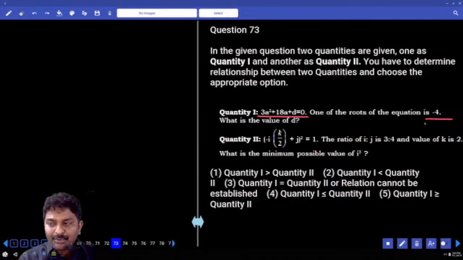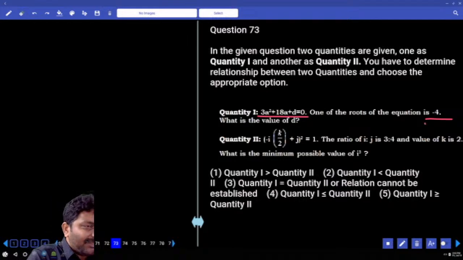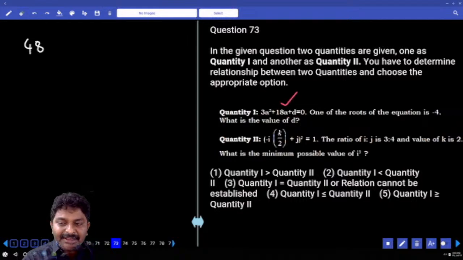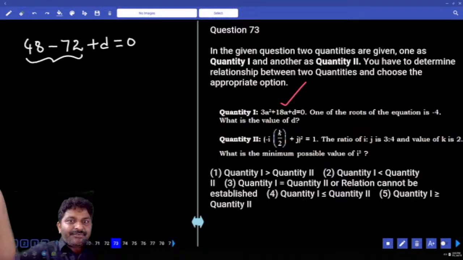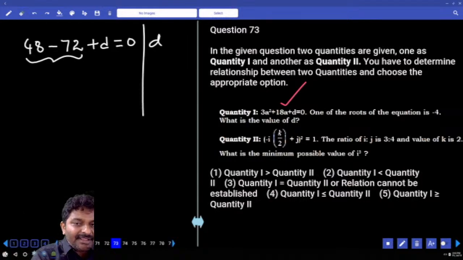Okay. If one root is minus 4, you just substitute a as minus 4 there. Then a square, minus 4 whole square, 16 threes, 48, plus 18 into minus 4, minus 72, plus d is equal to, how much is this? Minus 24. Minus 24 goes to the other side. Then d is equal to plus 24. Got it? Right. Q1 is done.